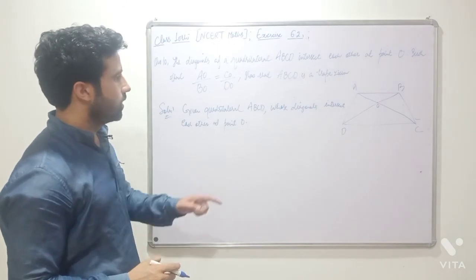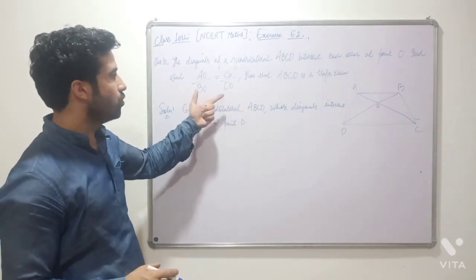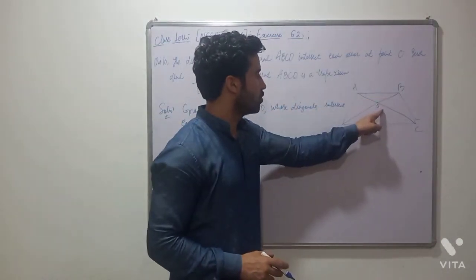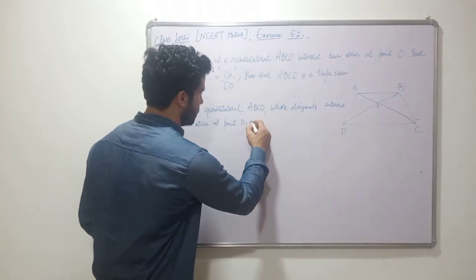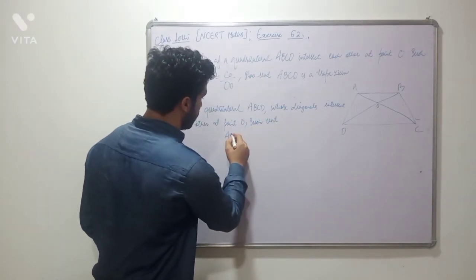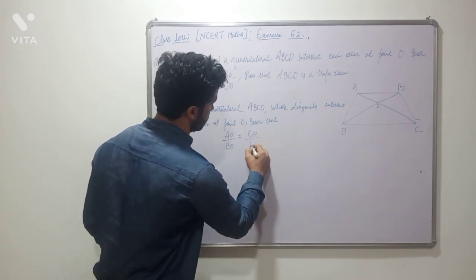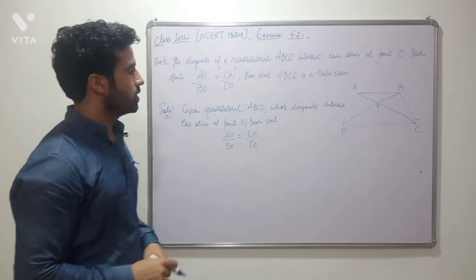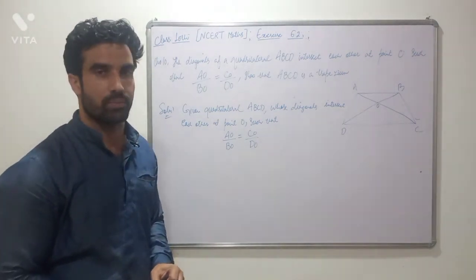Now see, they intersect each other at point O, and they satisfy AO over BO is equal to CO over DO, है ना? So we will write here, given that AO over BO is equal to CO over DO. Okay, so this is what is given to us. Now we need to show that this quadrilateral is a trapezium, है ना?